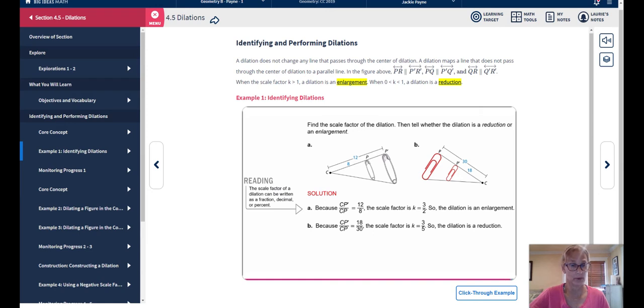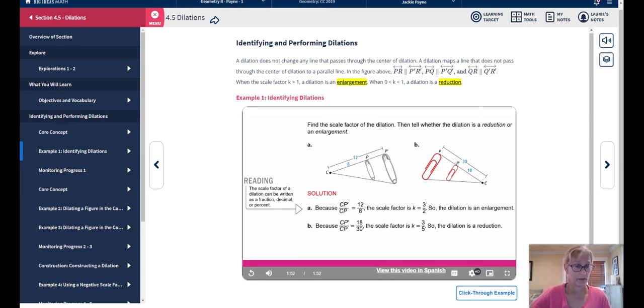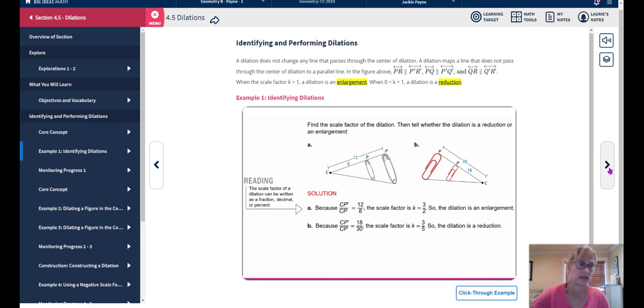So always remember, the preimage is what you start with. The image is what you end up with. So you have to pay attention to whether it's a regular P or a P prime. Okay, here we go.